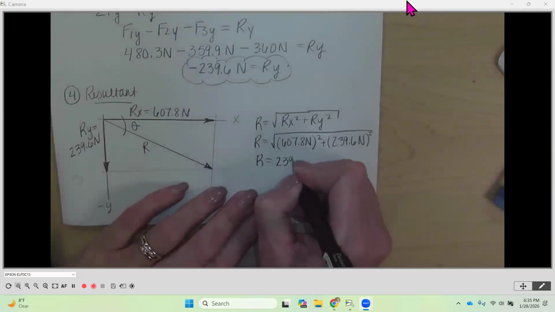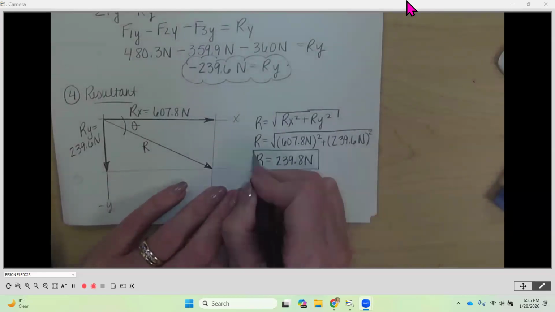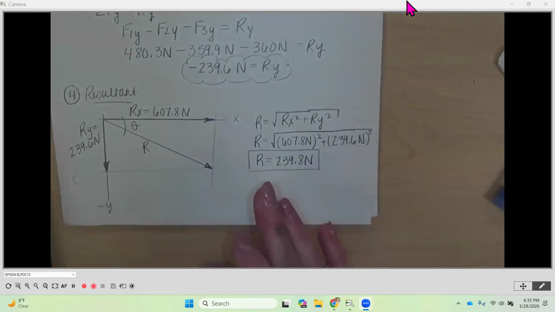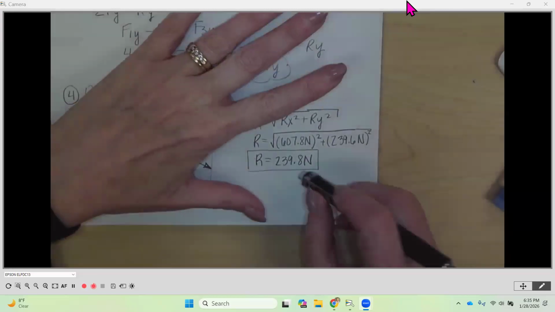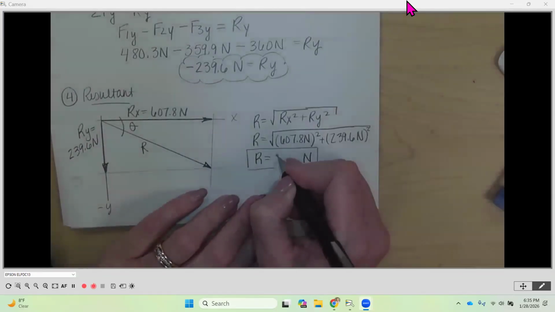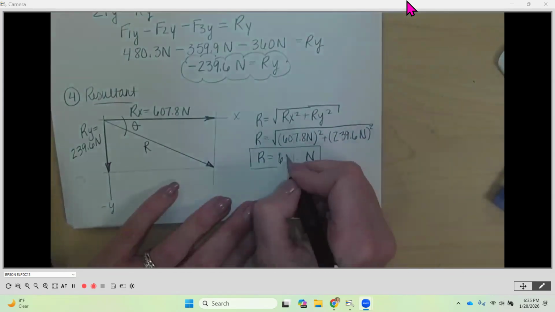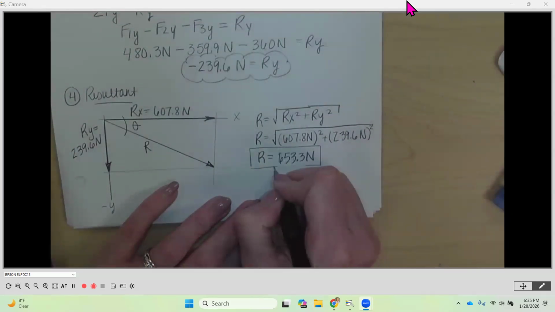And now our magnitude of our resultant, you get 239.8 newtons. I only did it once. I didn't check. Did you get the same number? Oh, shoot. 607.8 squared, plus 239.6 squared. Oh, yeah, that's not going to be right. I can see that already. How about 653? Does that sound right? 653.3. There we go.